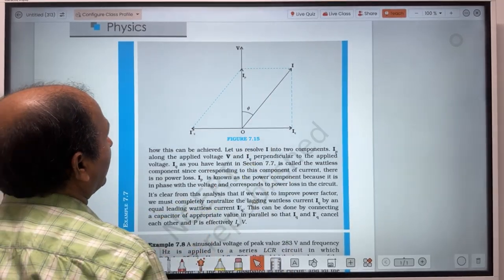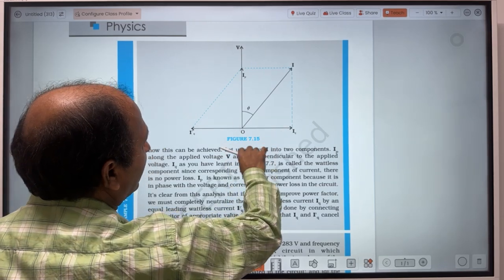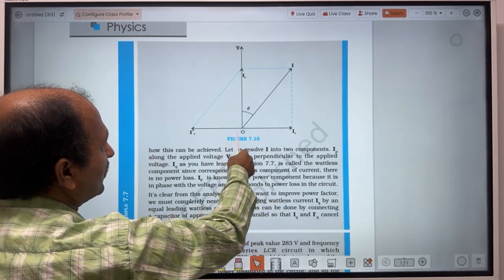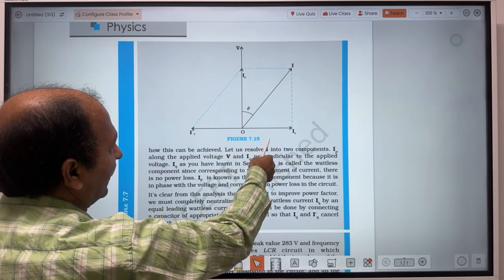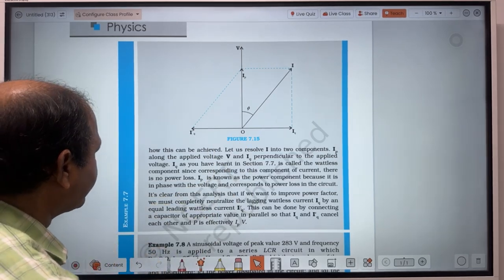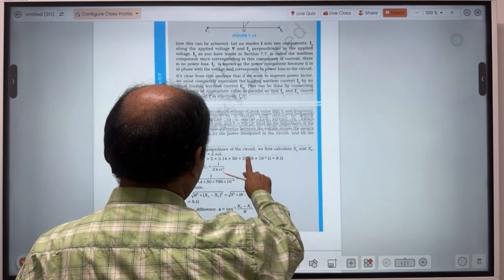What is the purpose? Here our purpose is to cancel this IQ component. For that purpose, we connect one capacitor that provides just the opposite value, and hence these two components get cancelled and only V times IP is left. Right. Now let's see the next question.